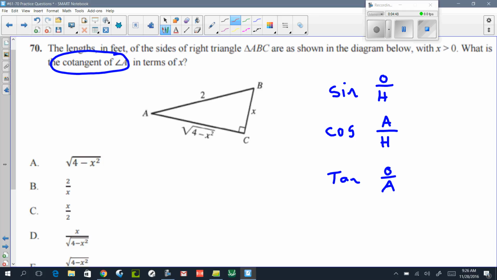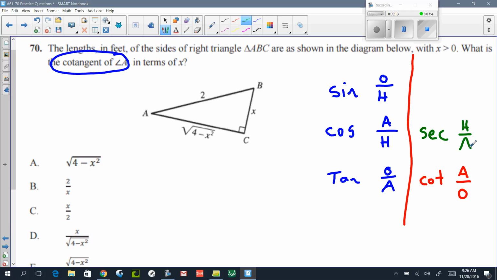There are 3 other trig functions that we don't want to forget for this ACT. One of them is indeed the cotangent. The cotangent is simply the opposite of tangent, or the inverse of tangent. So you're going to flip, and you're going to have adjacent over opposite. Okay, similarly, the secant is the reciprocal of this, so that would be hypotenuse over adjacent, and the cosecant, or CSC, is the opposite or inverse of this. That would be hypotenuse over opposite.